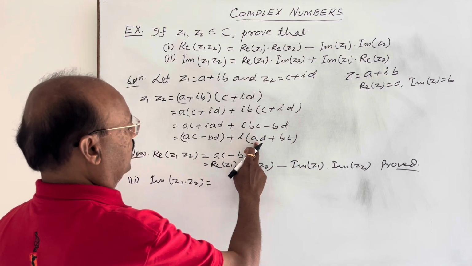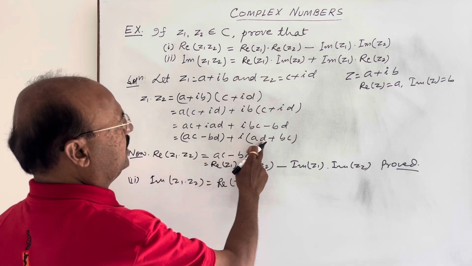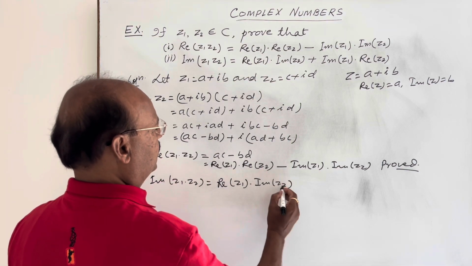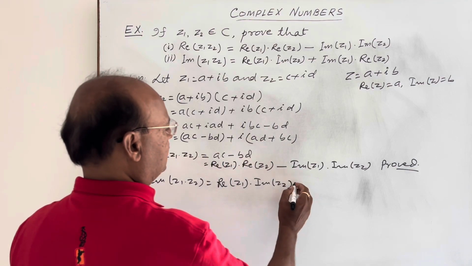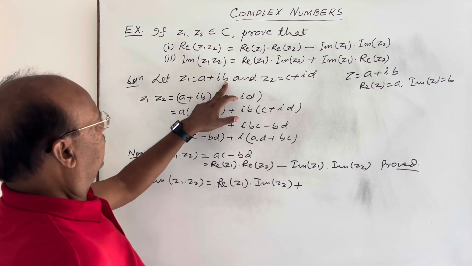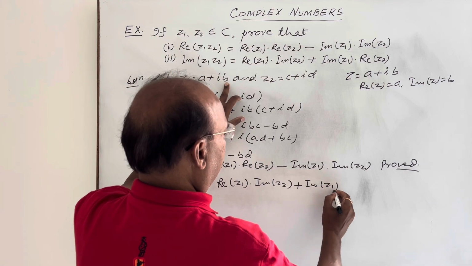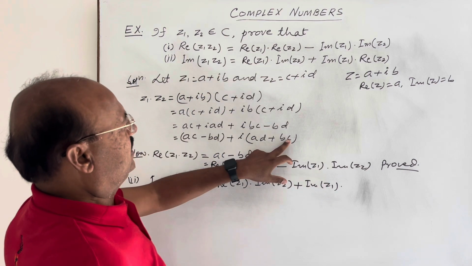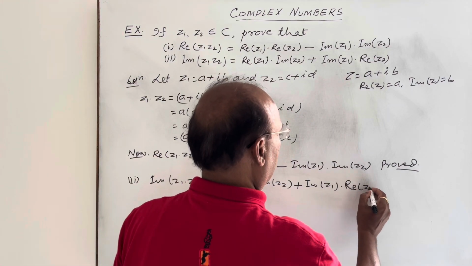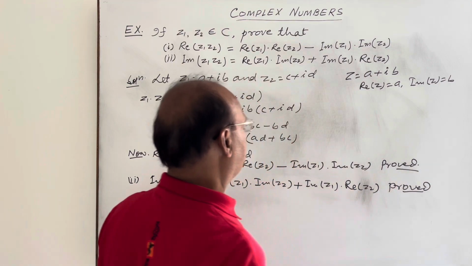So a is the real part of Z1, into d, which is the imaginary part of Z2, and then plus bc, b is the imaginary part of Z1, into c, c is the real part of Z2. So the second part of this question has also been proved here.